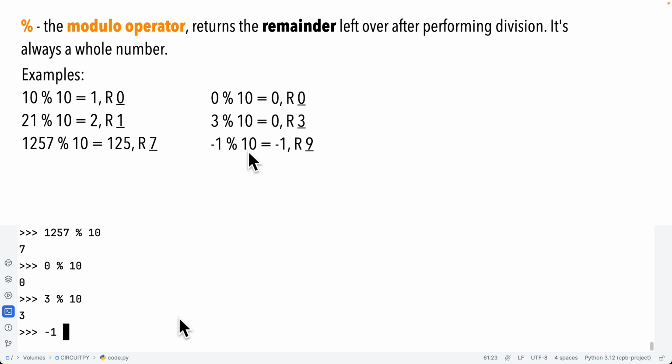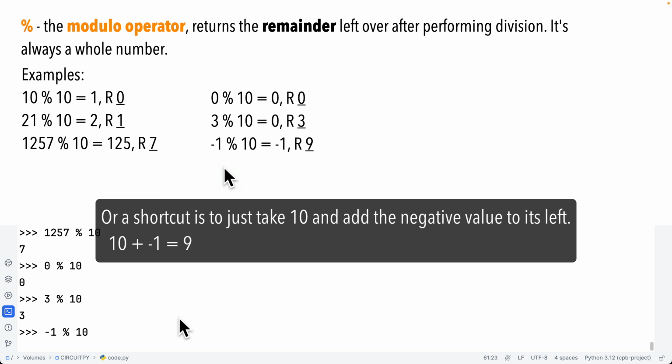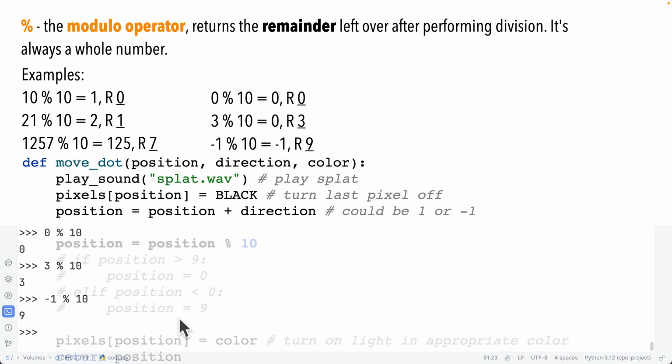What about -1 mod 10? Well, we get the largest value that's less than or equal to -1 that's also divisible by 10. That's -10. So now to get the remainder, we subtract -10 from -1. -1 minus a -10 equals -1 plus 10. That gives us a 9. That's what we return.